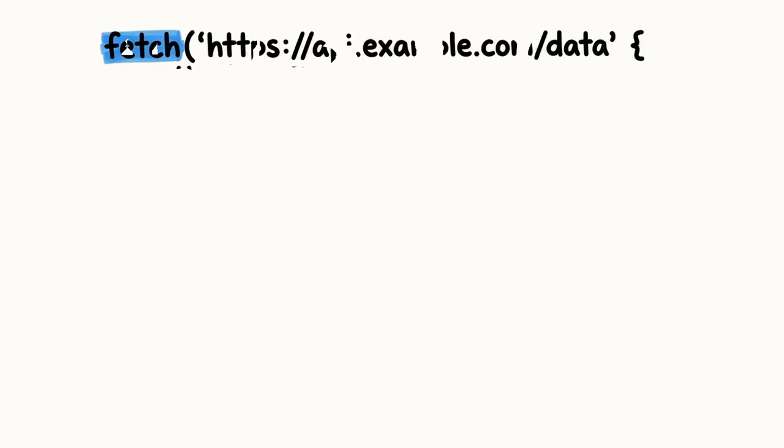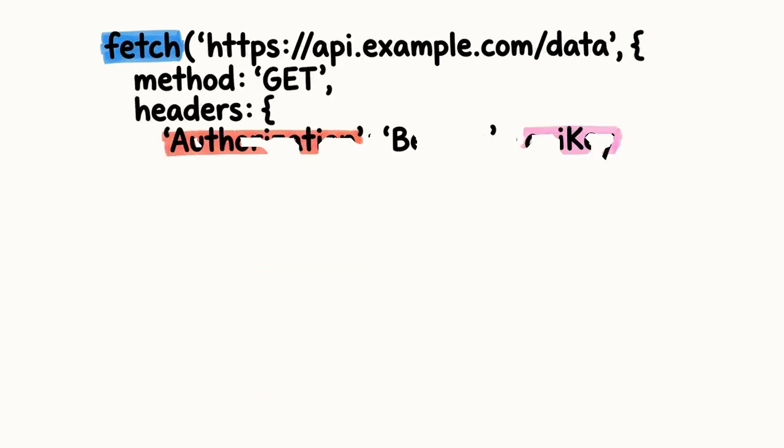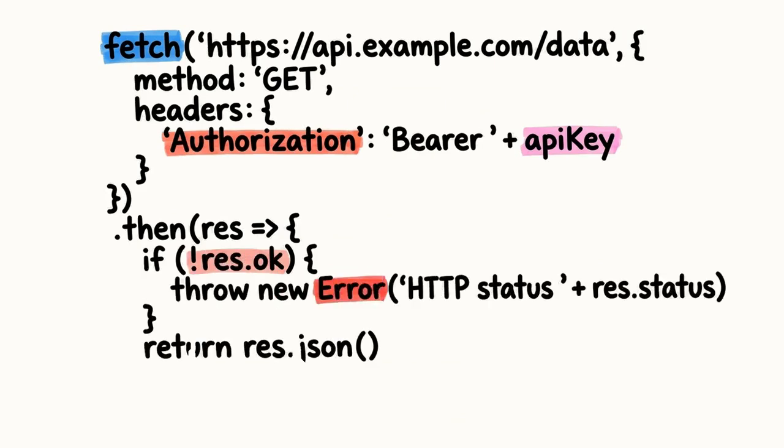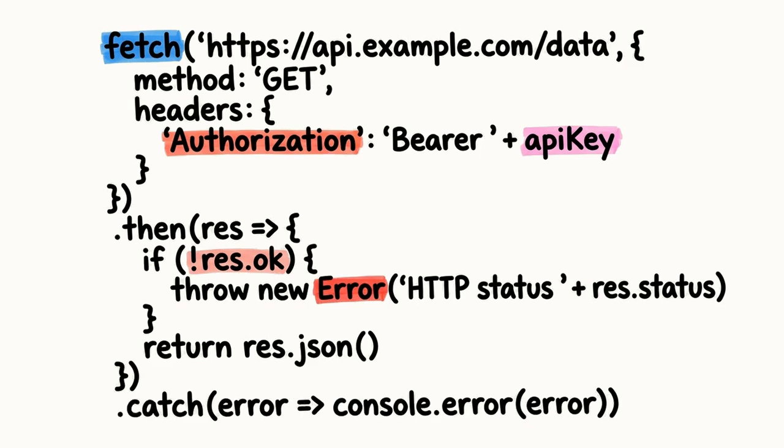And here is the Node version using fetch. Same idea. Pass the authorization header. If res.ok is false, throw with the HTTP status so upstream code can decide what to do.